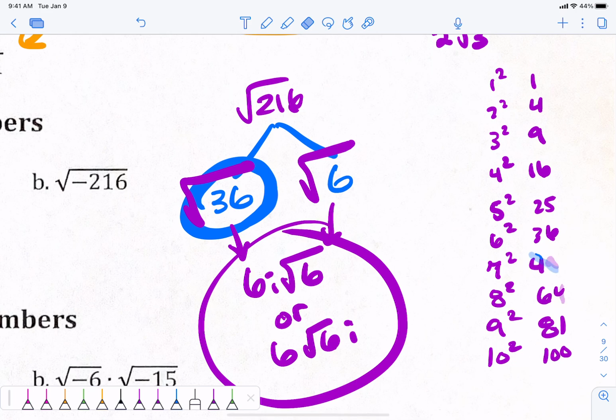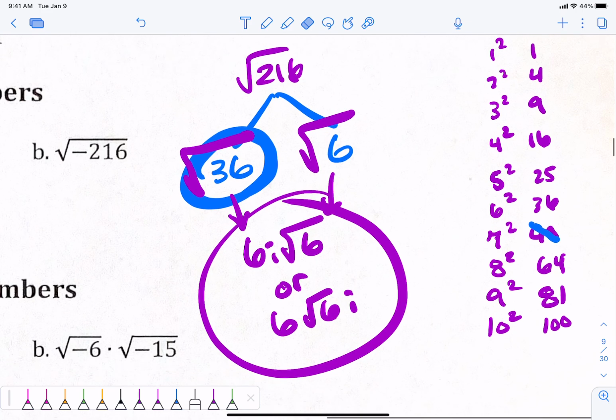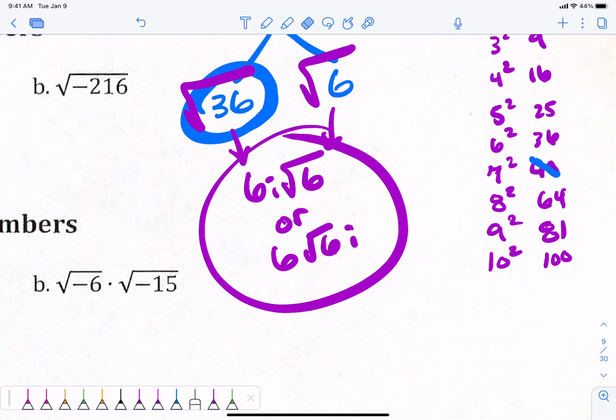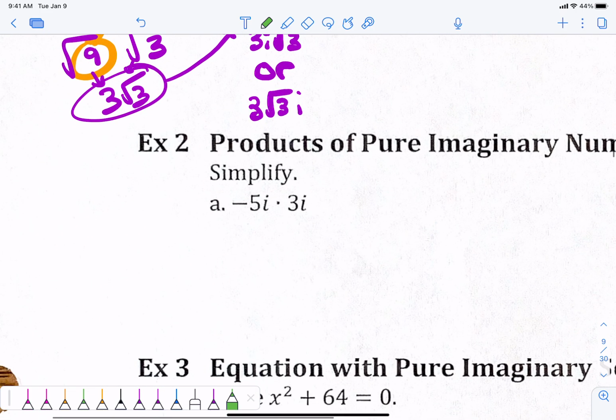I just erased what I didn't want to. Using resources, reference sheets. When you're breaking stuff down, use those numbers: 64, 81, 100. We are good. All right, moving on.